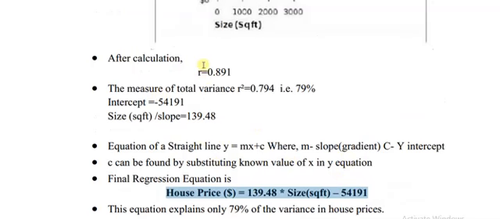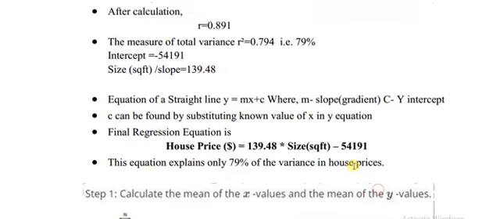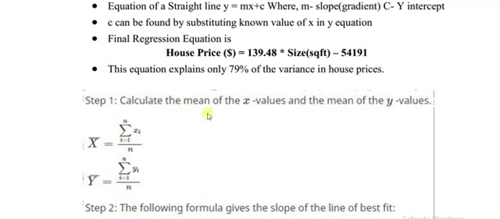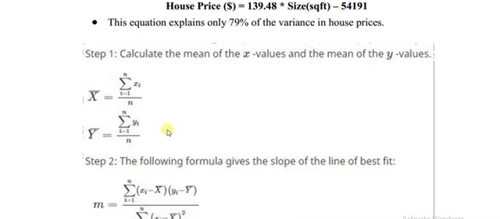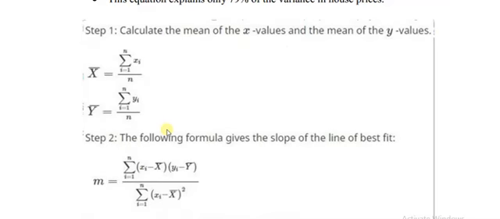So how did we arrive at these values or at this equation? The detailed steps are given below. First, calculate the mean of the x values and the mean of the y values, that is x bar and y bar. After calculating the means, find the best slope using the formula: the sum of (xi minus x bar) times (yi minus y bar), divided by the sum of (xi minus x bar) whole square. Using this formula, calculate the slope of the given values.